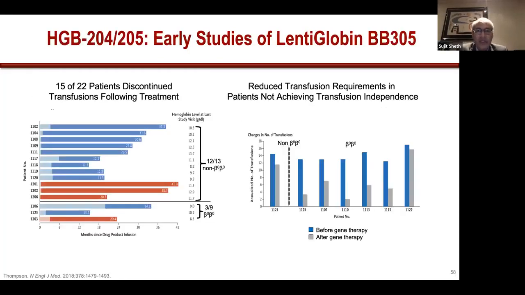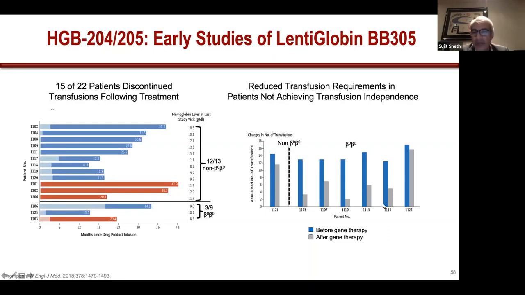So these were the early lentiglobin trials, and you can see that both individuals with beta 0/beta 0 and non-beta 0/beta 0 did have responses. 12 out of 13 of the non-beta 0/beta 0, and 3 out of 9 of the beta 0/beta 0. But even the ones who did not achieve transfusion independence, and the blue lines here are transfusion independence, and the orange lines are patients who are still requiring regular blood transfusions. And you can see here that, and so this is a mix.